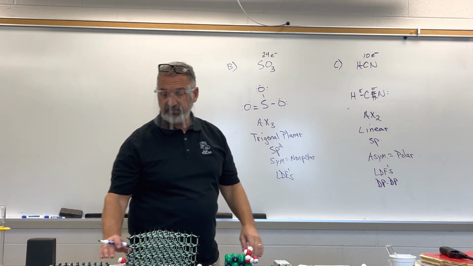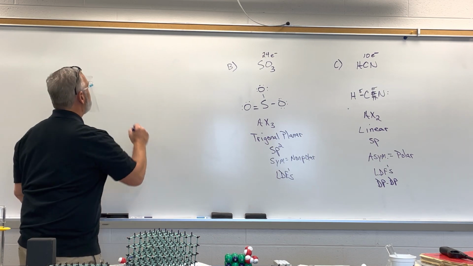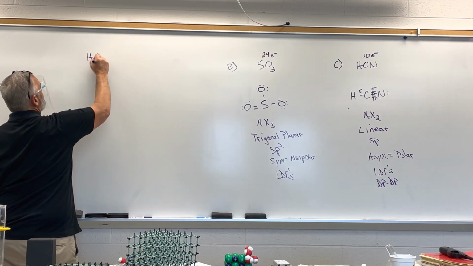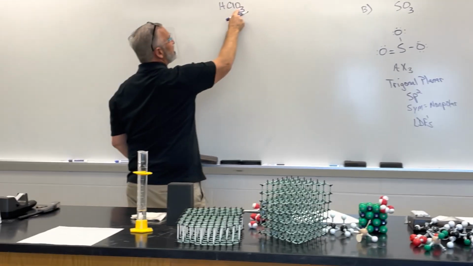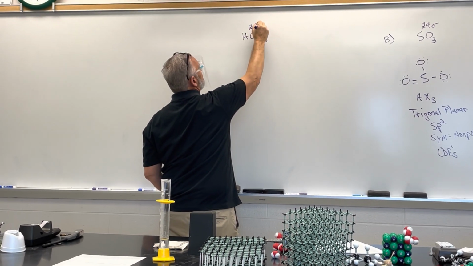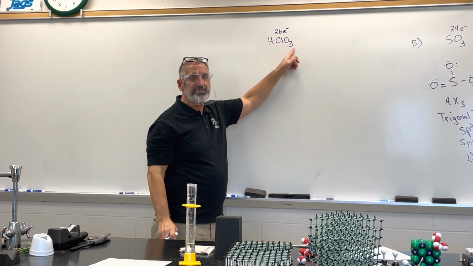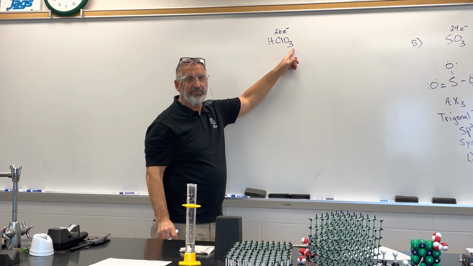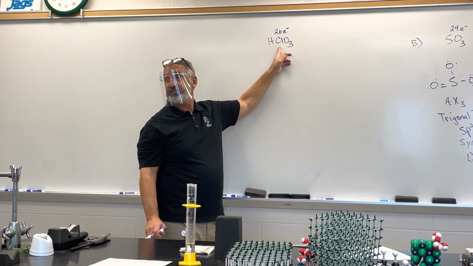All right, this next one, really pay attention to this one. HClO3. We're running out of time, so I'm going to go fast. 1 plus 7 makes 8, plus 18, I get 26 electrons. What do we know when we have hydrogen and oxygen? Where does the hydrogen go? On the oxygen, not the central atom.